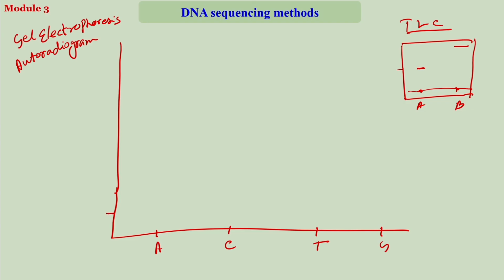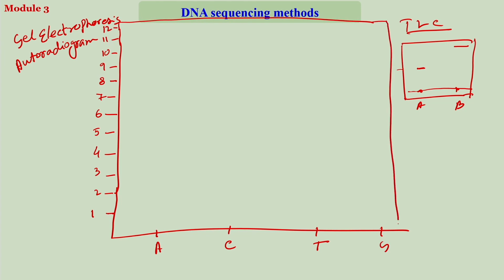And let us say we divide the y axis in terms of the length of the DNA. This is 1 base long, this is 2, this is 3, 4, 5, 6, 7, 8, 9, 10, 11 and 12 here. So, you have scaled your y axis to see the number of bases.